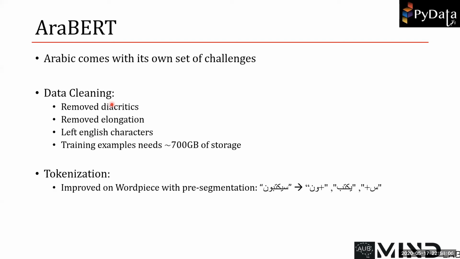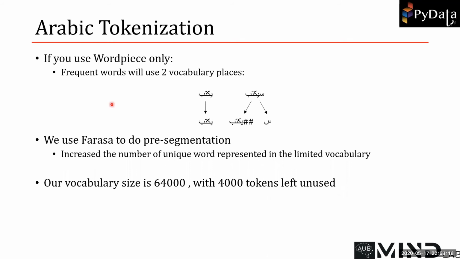So we wanted to improve on the original BERT segmentation by doing pre-segmentation, which is Arabic-specific segmentation. And why did we do that? We did that because when we first generated our vocabulary, we found out that some words are repeated twice.